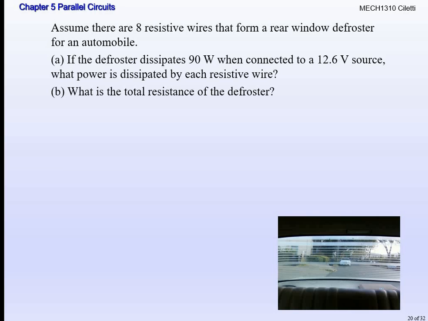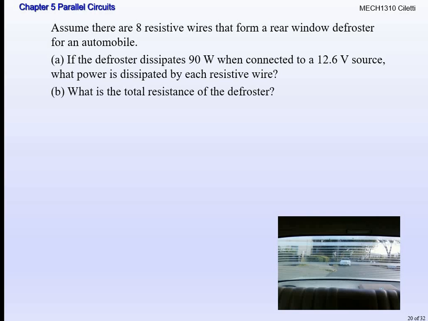So let's just work through this. It says assume there's 8 resistive wires that form a rear window defroster for an automobile. If the defroster dissipates 90 watts when connected to a 12-volt source, what power is dissipated by each resistive wire? So we're working backwards with power. And then part B says what's the total resistance of the defroster?